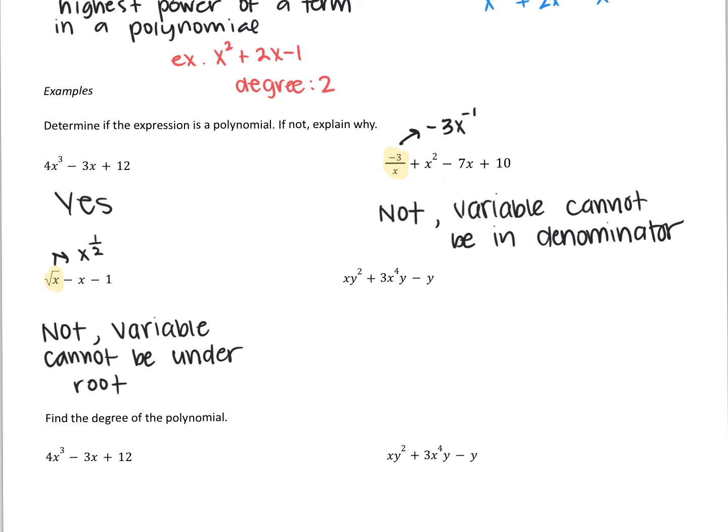Our last example, xy squared plus 3x to the 4th y minus y, is a polynomial. You are allowed to have multiple variables. It doesn't have to just be x. You can have x, y, and z, or a, b, and c. You can have more than one variable, and as long as they're all positive whole numbers in the powers, it is a polynomial.